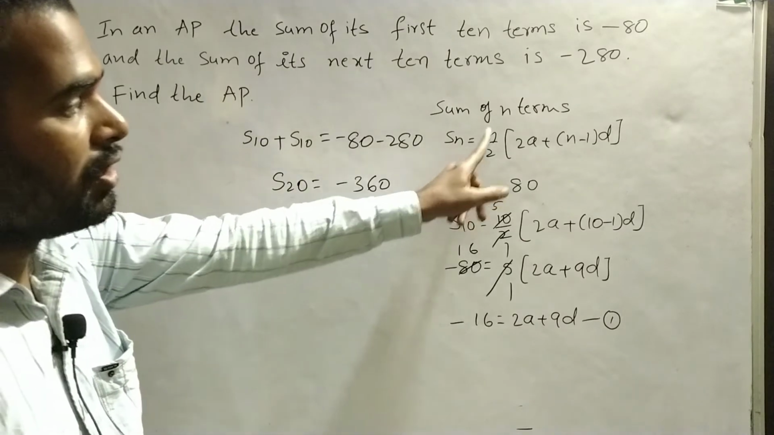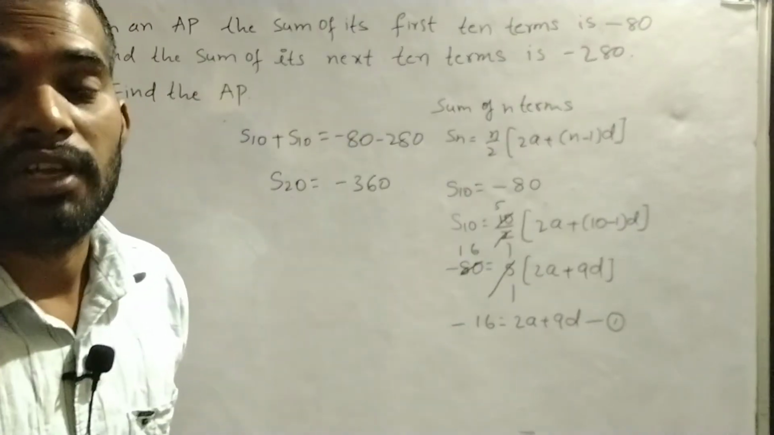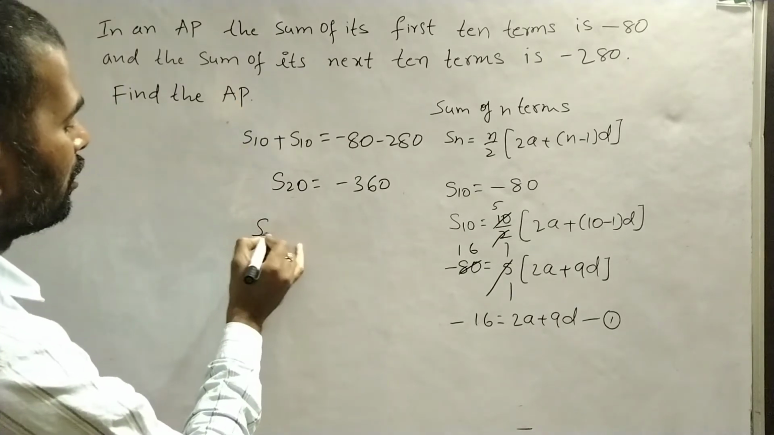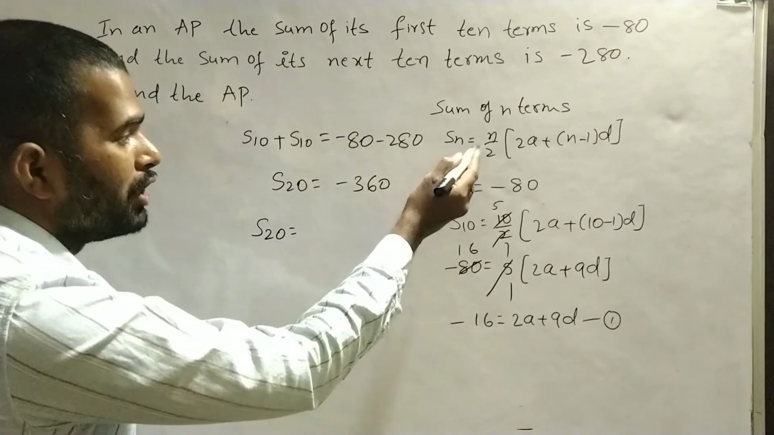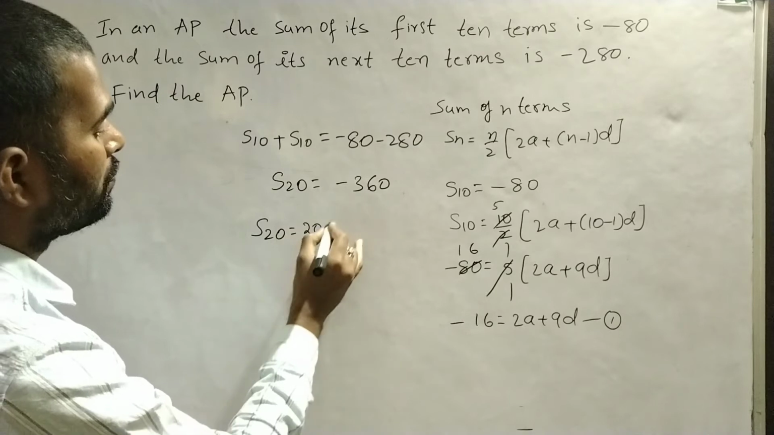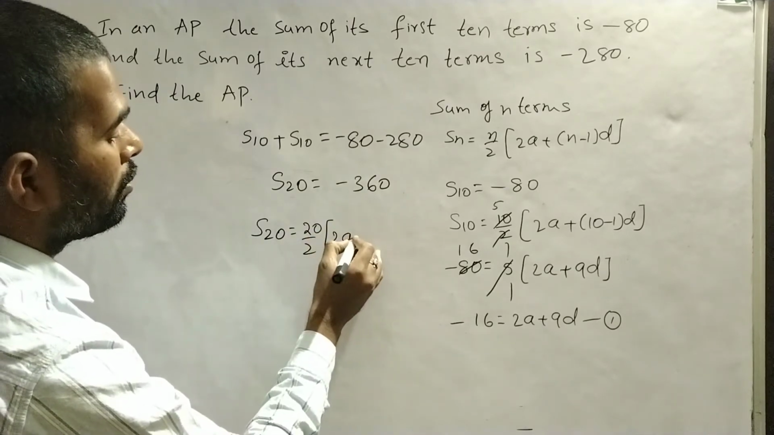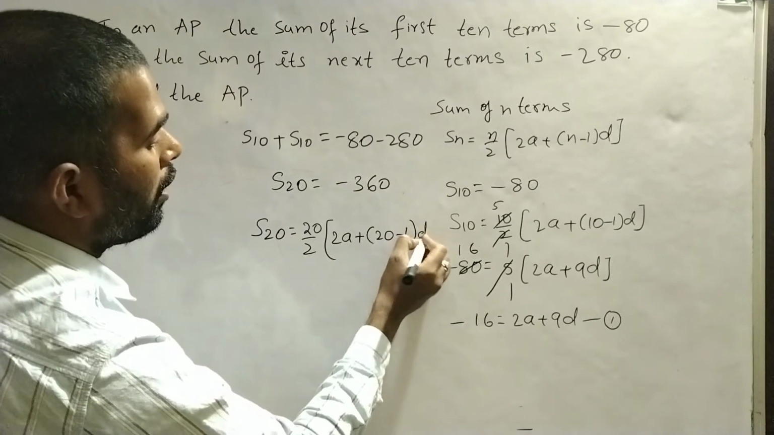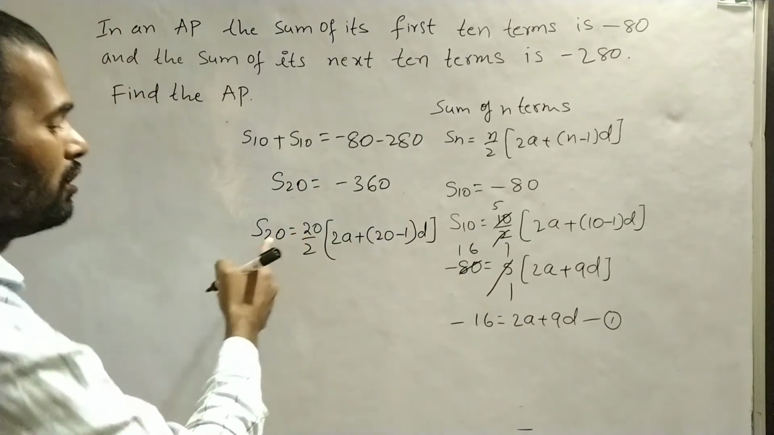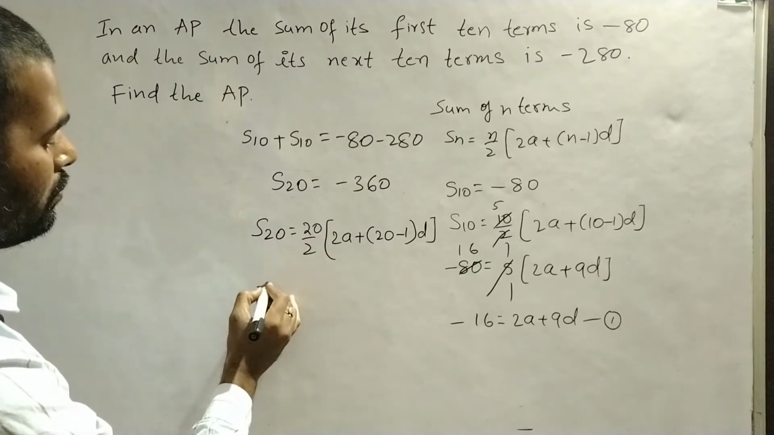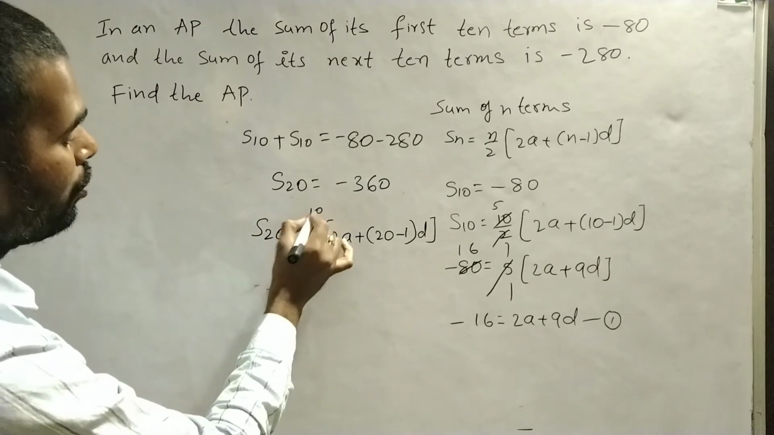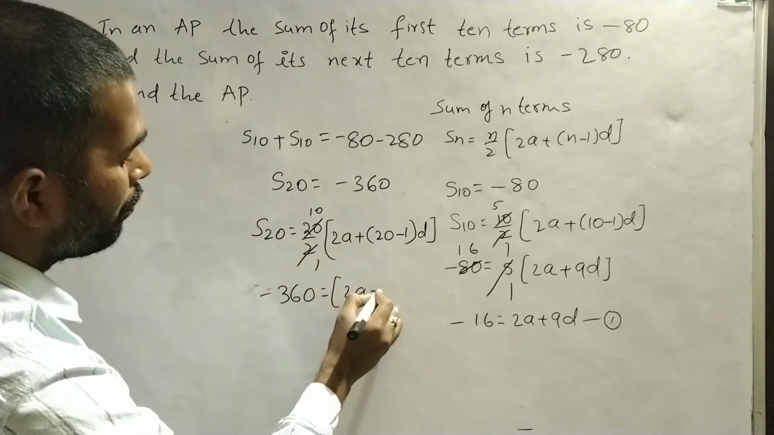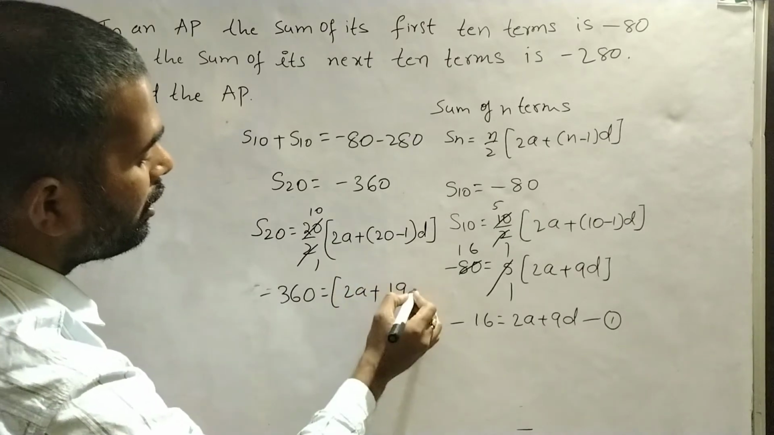We know Sn equal to n by 2 into 2a plus n minus 1 into d, that is the sum of n terms. But here, sum of 20 terms: S20 equal n by 2, 20 by 2 into 2a plus 20 minus 1 into d. Here we know the value of S20, that is minus 360. Minus 360 equal 10 into 2a plus 19d.